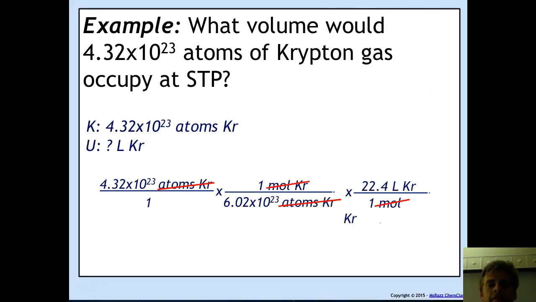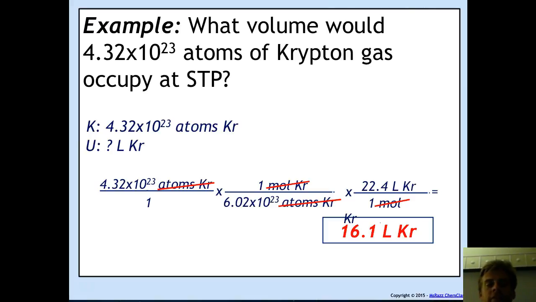And now, if you're following along on your calculator, you're going to punch it in this way. 4.32 times 10 to the 23rd times 22.4 divided by 6.02 times 10 to the 23rd. Okay? And in that sequence, if you follow it and then you look back at the question, go back to your known, how many sig figs do you have there? 4.32 times 10 to the 23rd, you're going to have 3 sig figs. So 16.1 liters of krypton. Okay? And that's going to be your final answer.